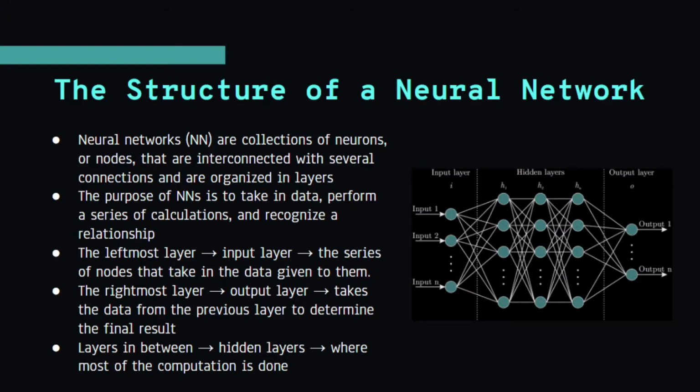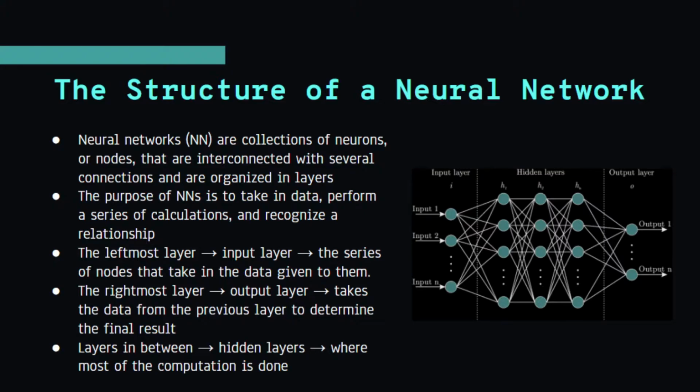All right, so let's get into the structure of neural networks. Neural networks are nothing but a collection of neurons or nodes, interconnected in several connections and organized in layers. If you look at the picture on the right, you can see the dots are neurons, and the lines are the connections between the neurons. The purpose of neural networks is to take in data, perform a series of calculations, and recognize a relationship. So if I were to give it pictures of clothing, for example, it should be able to output, oh, this picture is a t-shirt, or this picture is a sock. And that's just one application of a neural network.